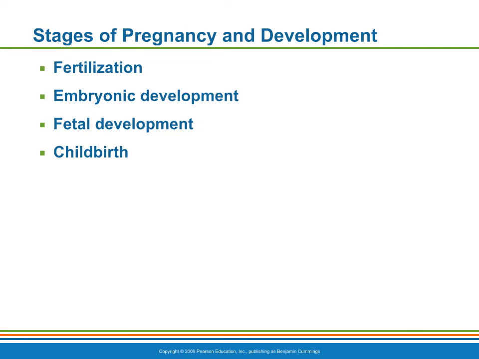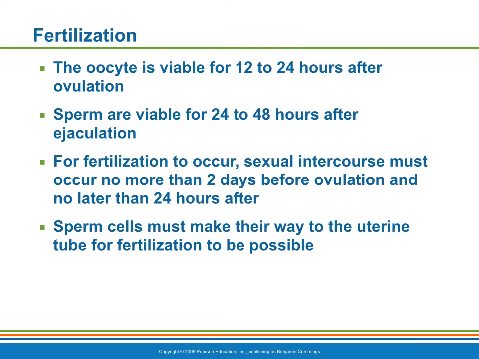Stages of pregnancy: there are fertilization, embryonic development, fetal development, and then childbirth. The oocyte is viable about 12 to 24 hours after ovulation, and sperm are viable from 24 to 48 hours after ejaculation. So for fertilization to occur, sexual intercourse must occur no more than 2 days before ovulation and no later than 24 hours after. So there's a very small window there for fertilization to occur, but it seems to be fairly easy to get pregnant for most women.